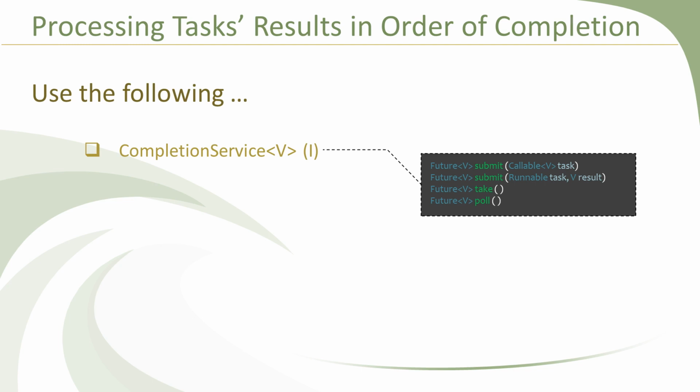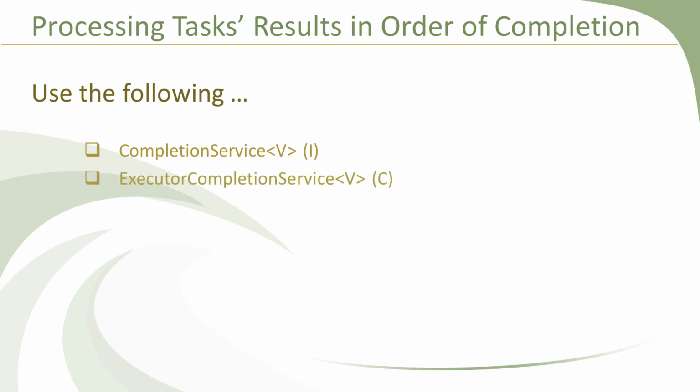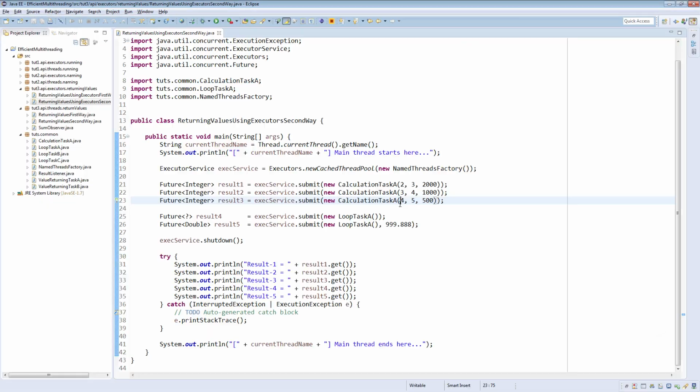The JDK also provides a concrete implementation for this interface called ExecutorCompletionService that we are going to use in our explorations. Time to see all this in action now. I have already created a class here called ReturningValuesUsingExecutorsSecondWay by copying the ReturningValuesUsingExecutorsFirstWay class that we created in the previous tutorial.